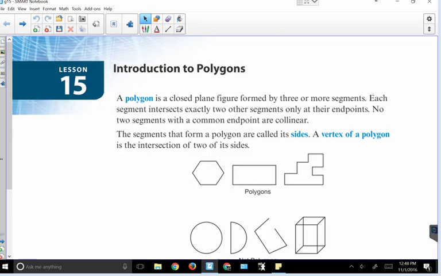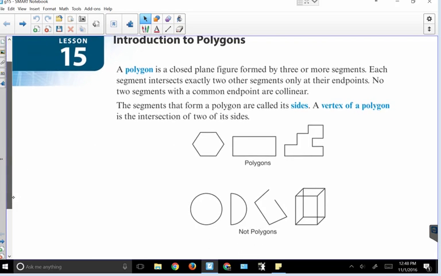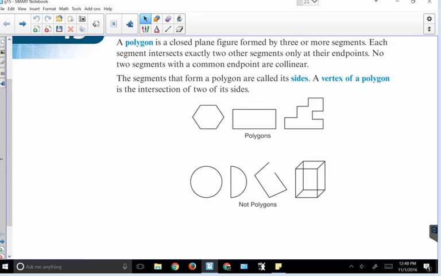Now I realize that you guys know what polygons are. Just basically a many-sided figure is all it is. So it's not that big of a deal. You just got to remember that they're always going to be made up of segments, line segments. If it's got any type of curve in it, it is not a polygon.